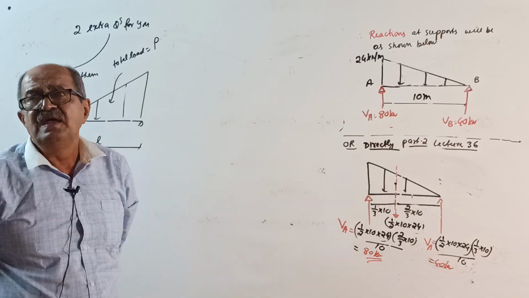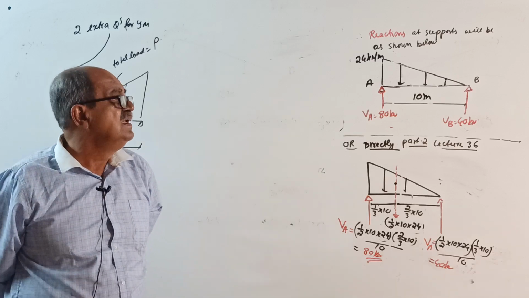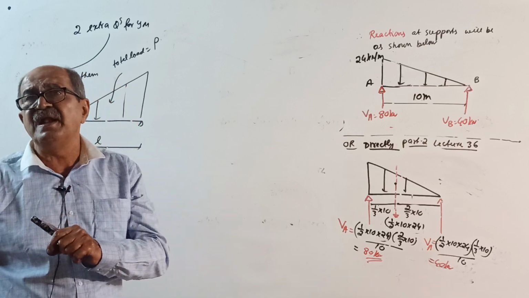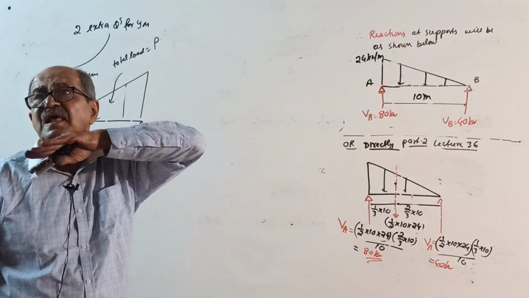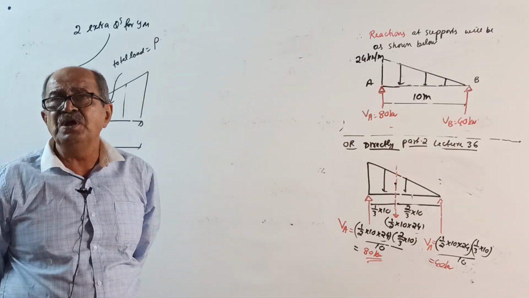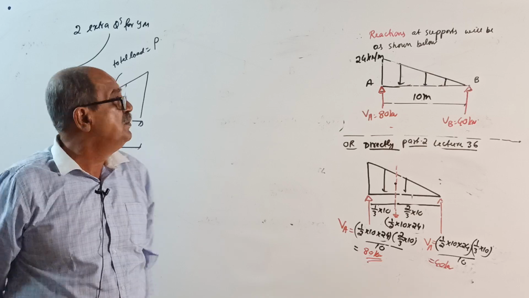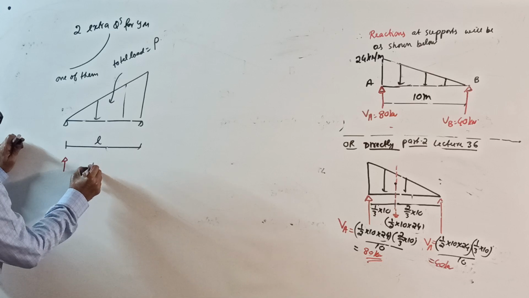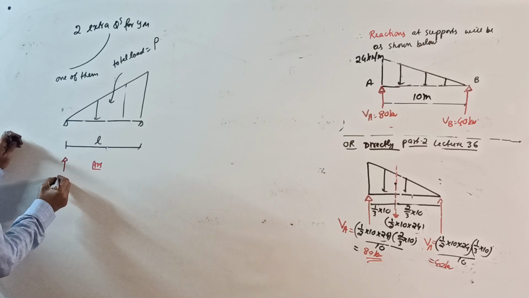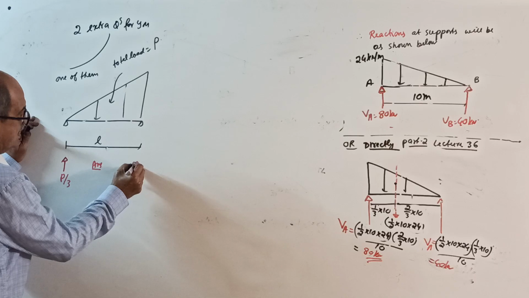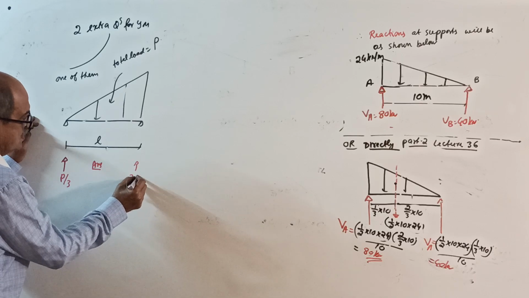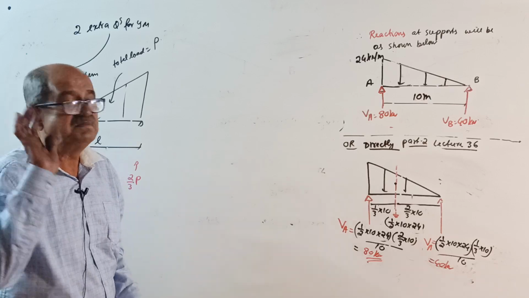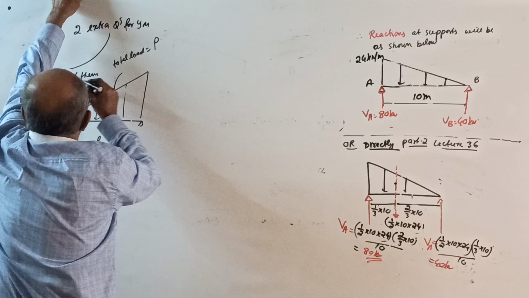So the question is: a simply supported beam of span L is loaded by uniformly varying load which has intensity of 0 at left end and maximum at right end, linearly increasing, and the total load on the beam is P. Find the reactions. Try it. I am giving the answer for you. This will come P by 3. This will come 2 by 3 P. Some will ask, sir, what about L? I told the answer. Solve it next time.